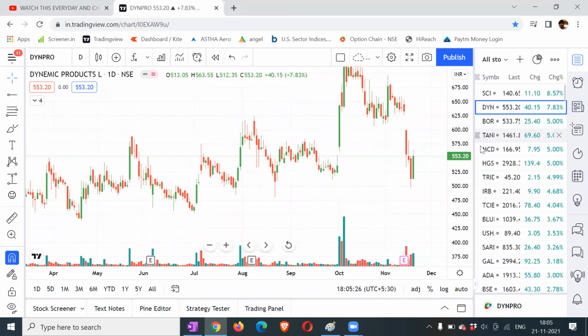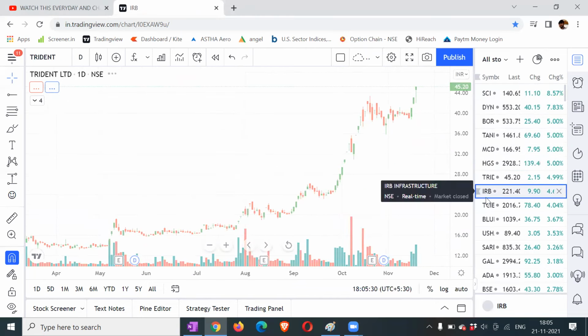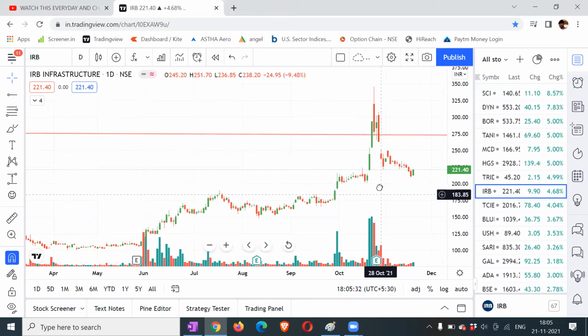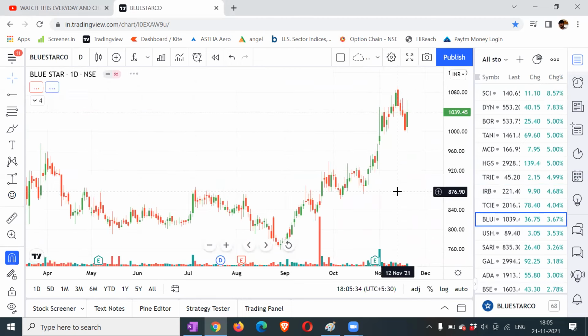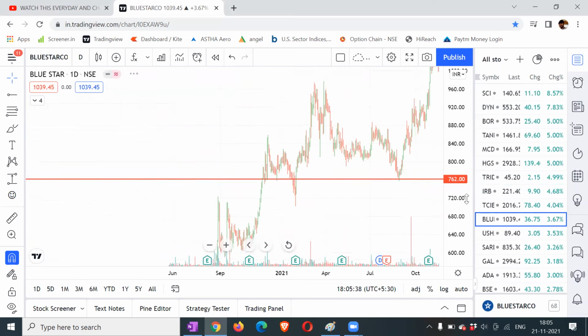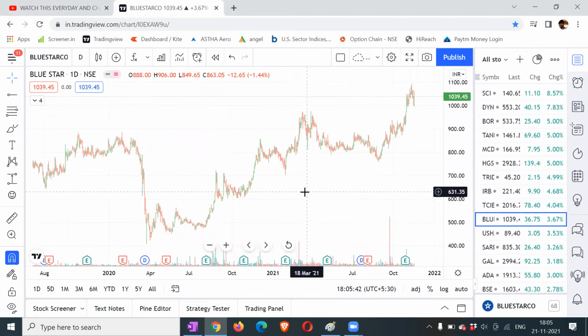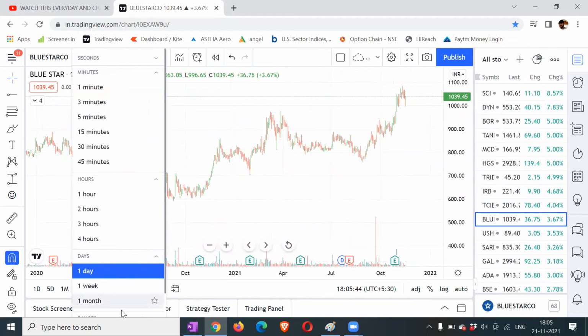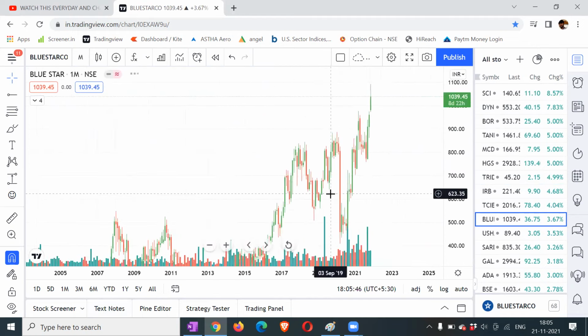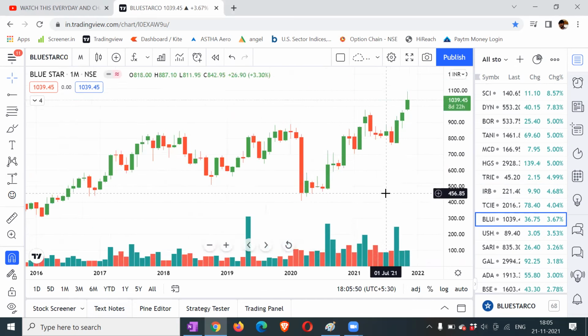I'm not searching for anything, I'm just searching for a chart where I've drawn very little. We'll remove this also for now. Okay, let's take the monthly chart, that will be good. So what are these called? These are called candles.